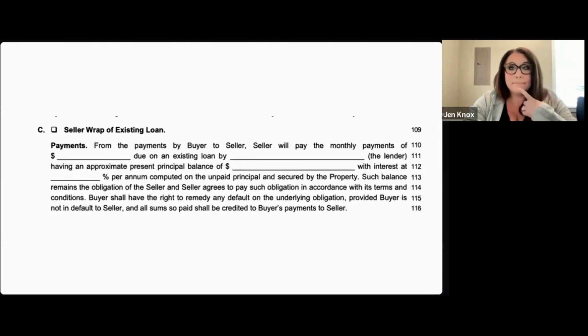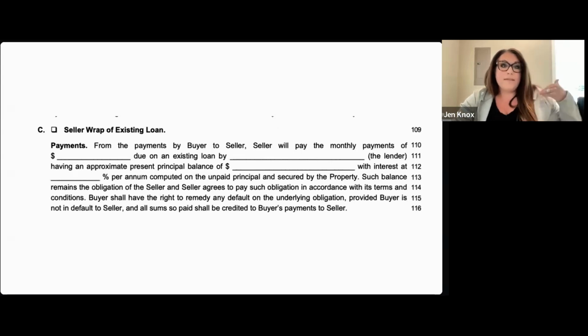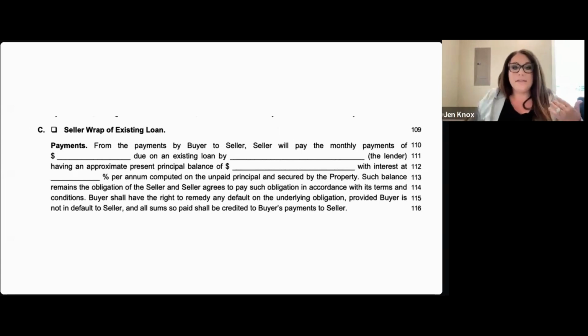Now, if there is an underlying loan on the property that has to be paid from the buyer's payments, you can also check this box. It's called the seller wrap of existing loan. So basically what it says is these payments are going to come in. The buyer is going to be paying the seller monthly payments of, I'm going to throw out a number, $5,000 to an existing loan by the lender.